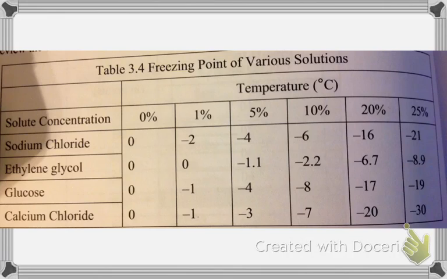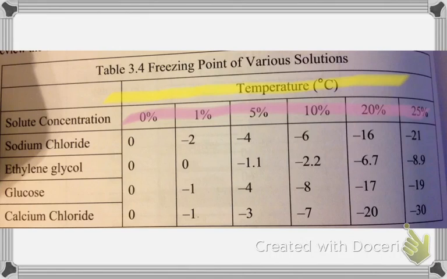The next thing I always look at is the column headings themselves. We've got a couple of different column headings. One is temperature, degrees Celsius. What this is saying is that for each of the pieces of data, the temperature is going to be given in degrees Celsius. The second portion of data here is going to focus on the concentrations of the solutions themselves.